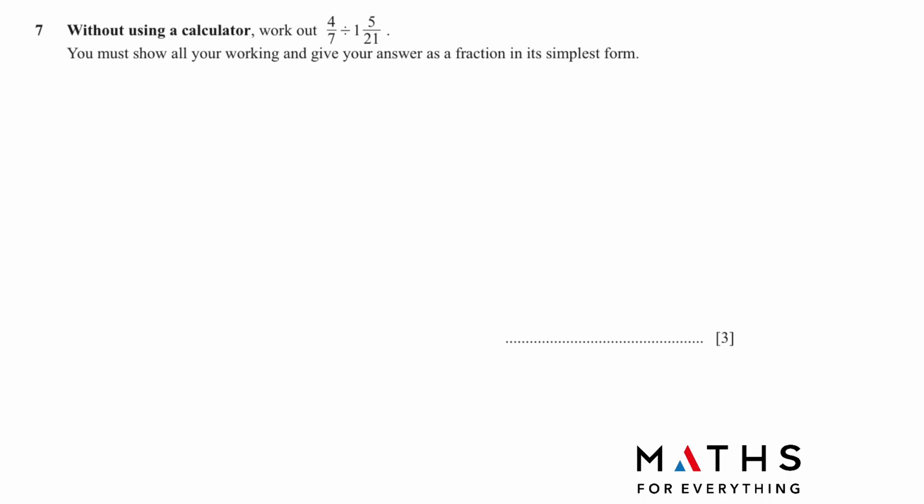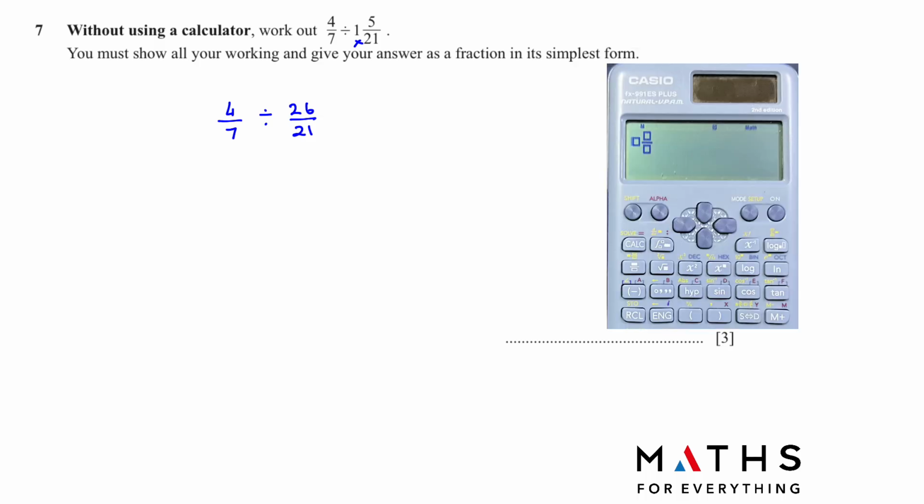Without using a calculator, work out 4 over 7 divided by 1 and 5 over 21. To change it manually, you multiply 1 multiplied by 21, 21, plus 5, 26 over 21. The other way is by using the calculator. You will press shift, the shift button is here, and then the fraction button. So you will get these three boxes.